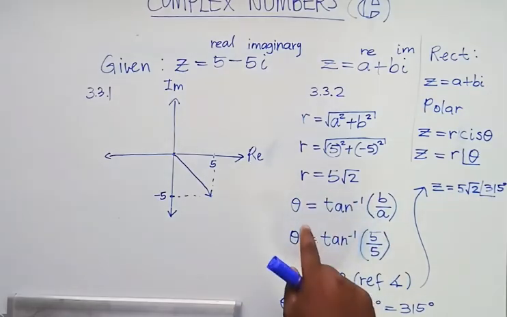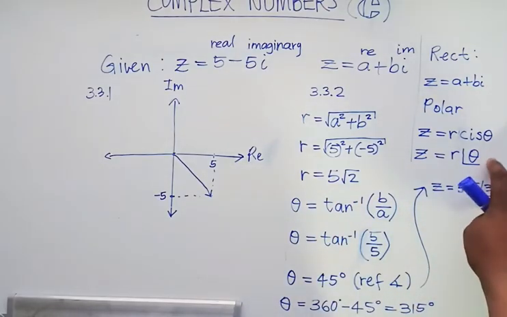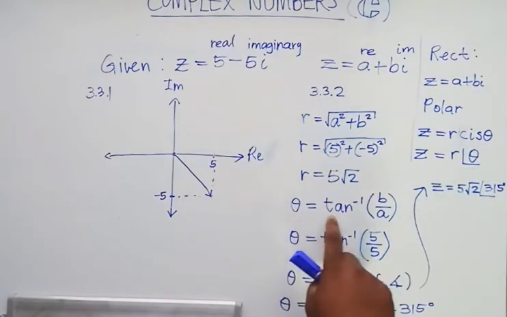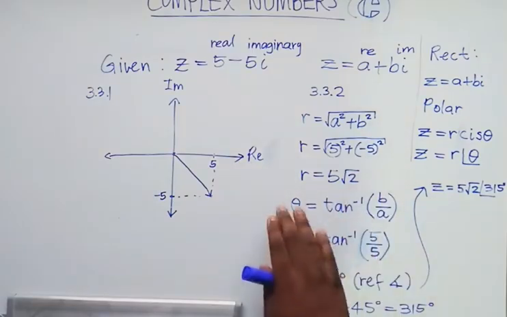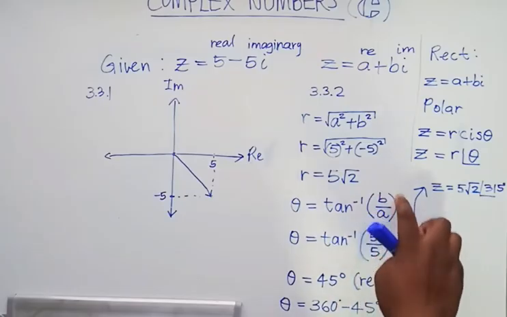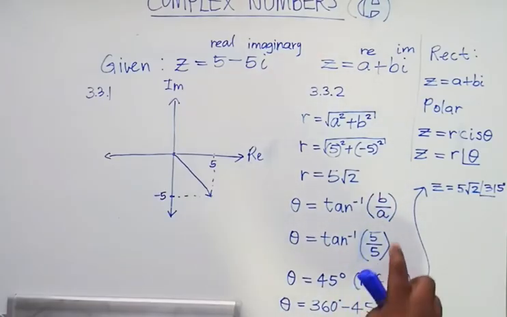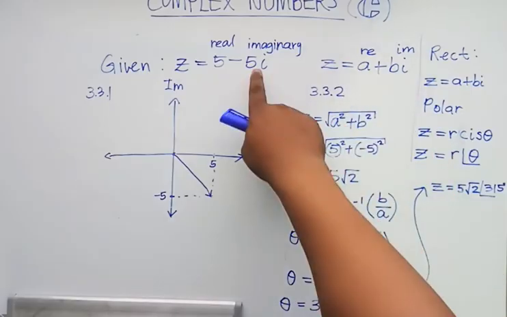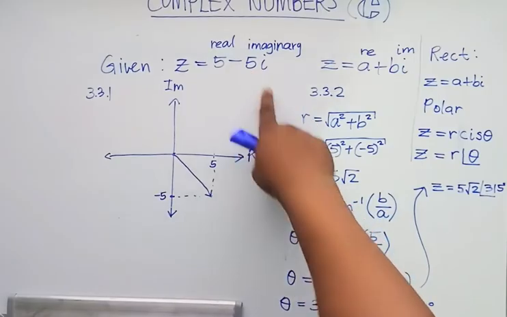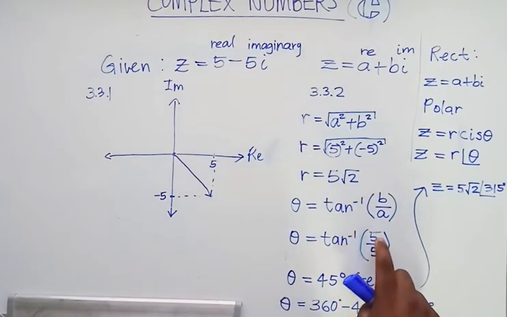After getting your R, you now figure out your angle theta. Your angle theta is found by using this formula, which will never change. You will always say arctan of B over A. Your B is actually negative 5, but because of the formula, we put positive 5. The rule is that you should always put positive numbers for your formula.